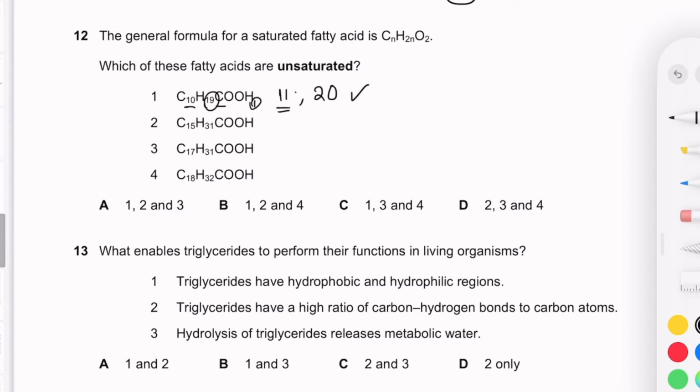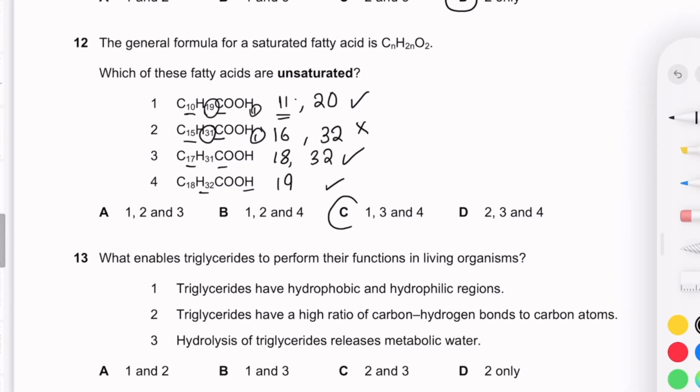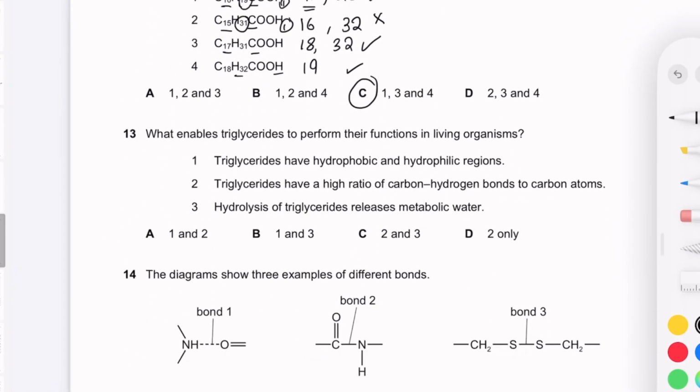1 is unsaturated. 15 plus 1, that is 16 carbon atoms, and then we should expect 32 hydrogen atoms, which we do have, so this is actually saturated. Here we have 18 carbon atoms, and we should expect 36, but we're only seeing 32. So that is unsaturated. We have 19 carbon atoms, so we should expect 38, but we only have 33, so it also is unsaturated. So the answer is 1, 3, and 4, which is C.